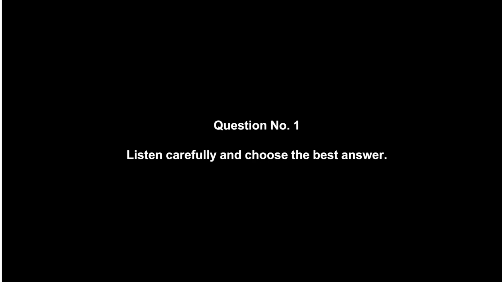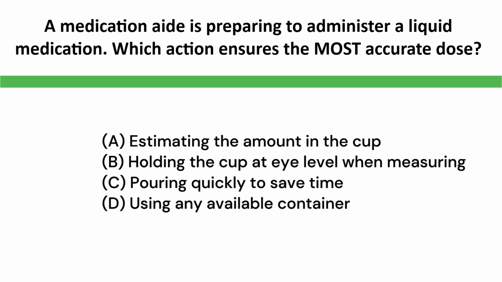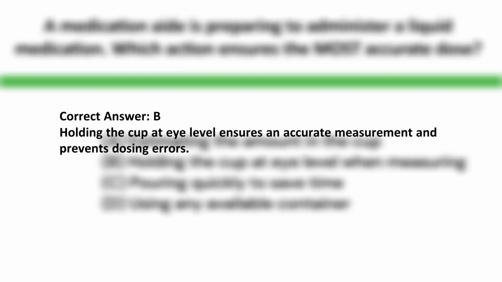Question number 1. Listen carefully and choose the best answer. A medication aide is preparing to administer a liquid medication. Which action ensures the most accurate dose? Here are the options. A. Estimating the amount in the cup. B. Holding the cup at eye level when measuring. C. Pouring quickly to save time. D. Using any available container. Correct answer, B. Holding the cup at eye level ensures an accurate measurement and prevents dosing errors.